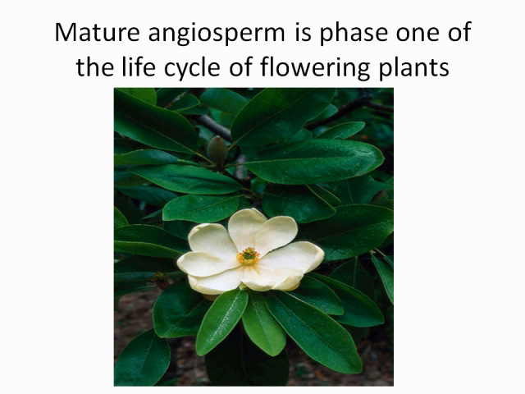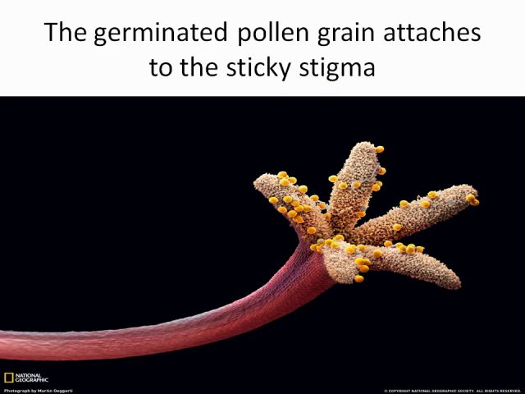The angiosperm life cycle begins with a mature angiosperm containing flowers. The mature flowering plant contains both female and male reproductive organs. The male reproductive organs are known as the stamen. Carpel or pistil are the terms used when referring to the female reproductive organs of a flowering plant. A germinated pollen grain is placed on the stigma, completing the next phase of the flowering plant life cycle.